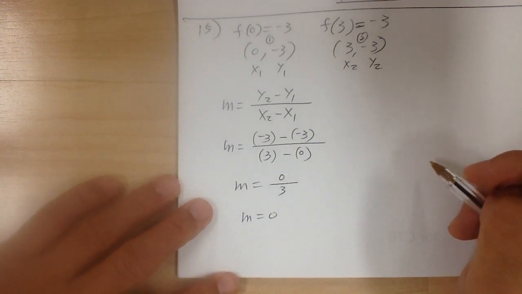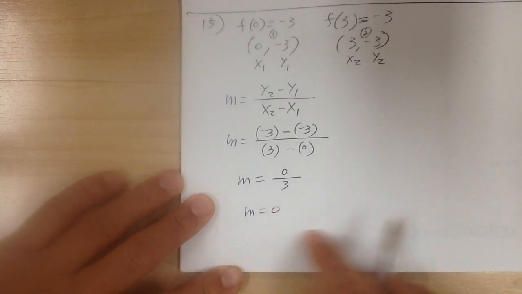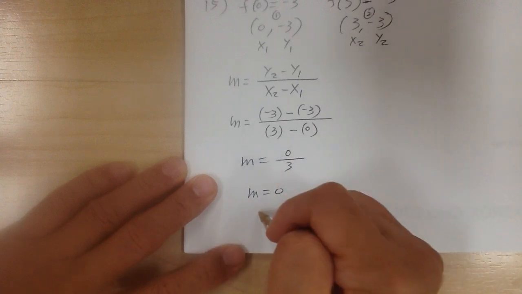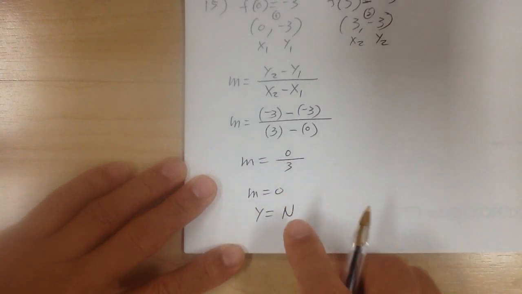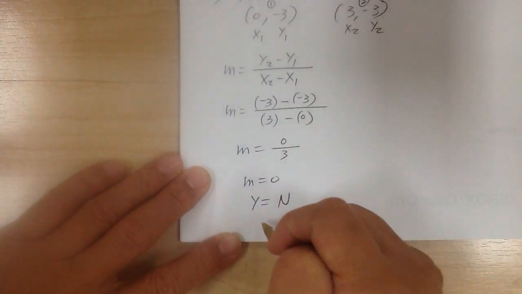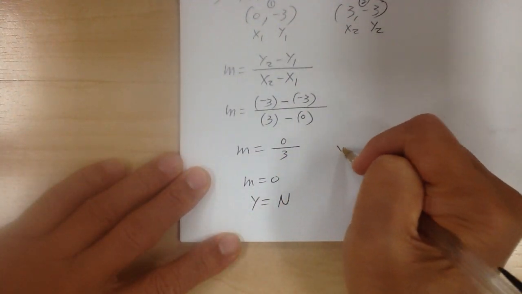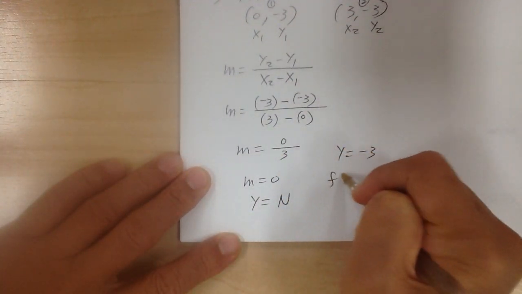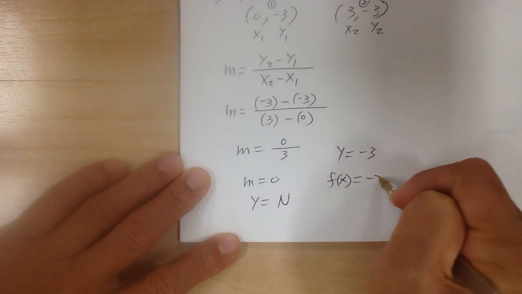Now right away, when m equal to 0 it means y equal to a number, and to find that you can see that y is always negative 3. So you're going to get y equal to negative 3, so f of x is equal to negative 3.